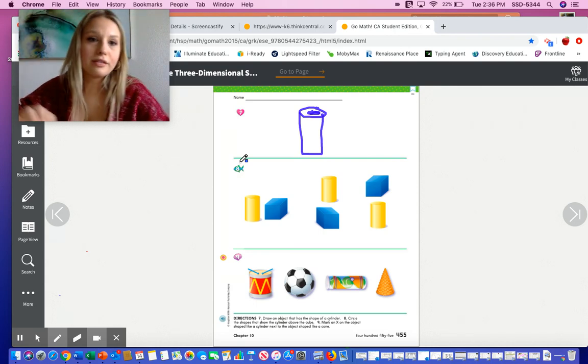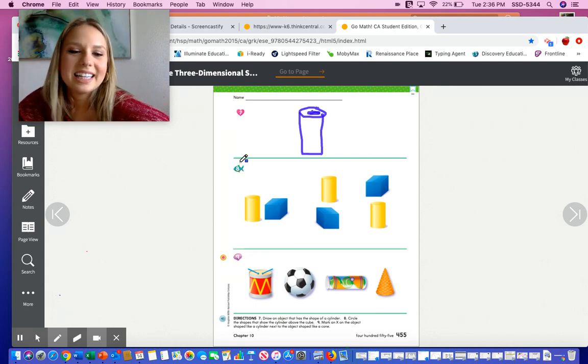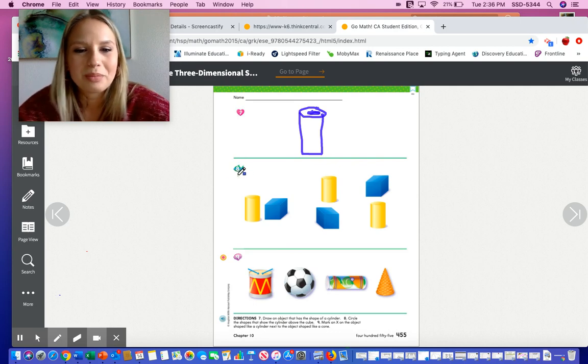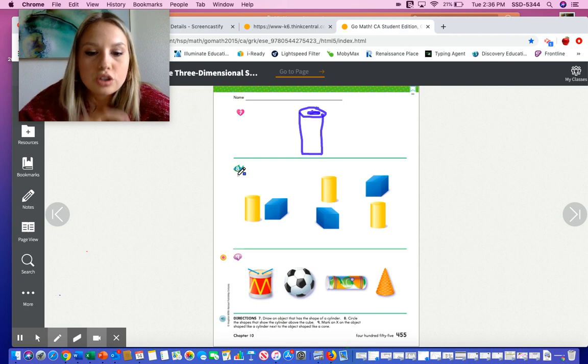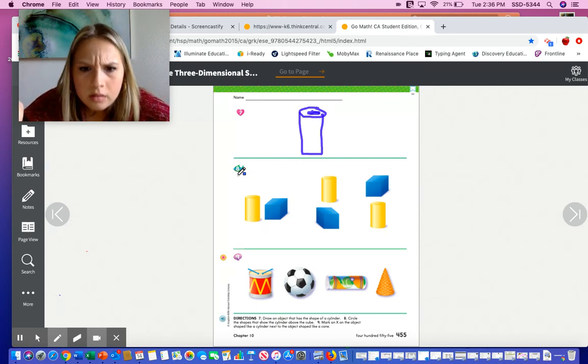It's a bluish green fish, number 8. A teal fish? Find the fish, number 8. Okay, here's our directions. Circle the shapes that show the cylinder above the cube.